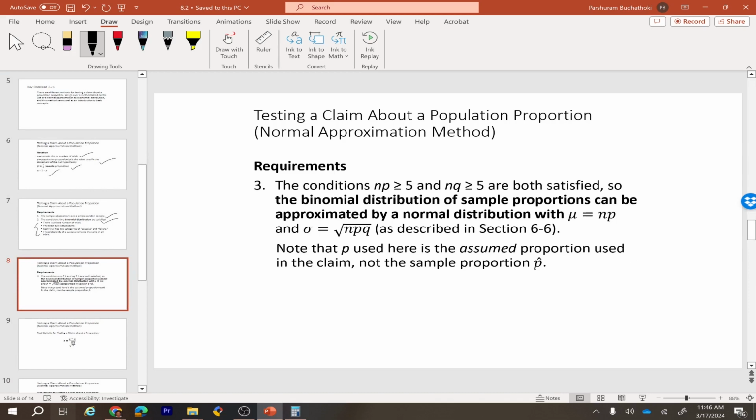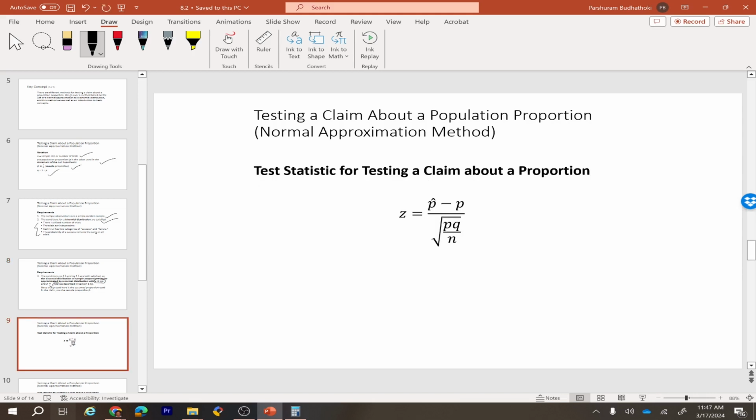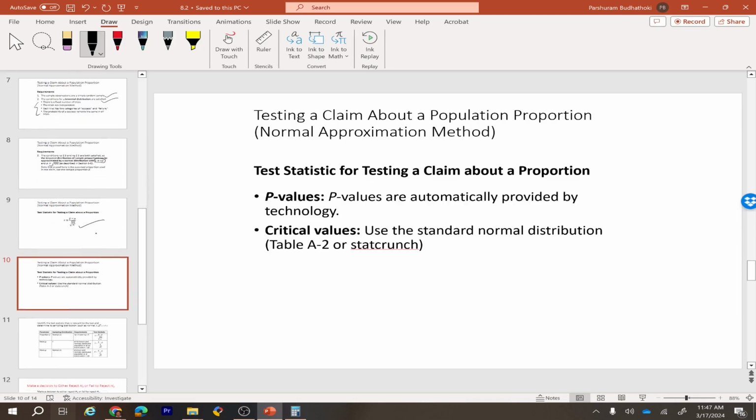And then the third condition is n times p is supposed to be greater than or equal to 5, and n times q is supposed to be greater than or equal to 5. This is the formula for the mean, and this is the formula for the standard deviation. After that we can find the test statistic for testing a claim about the population proportion by using this formula, but I'm going to show you how to use StatCrunch, which will help you find all these values.